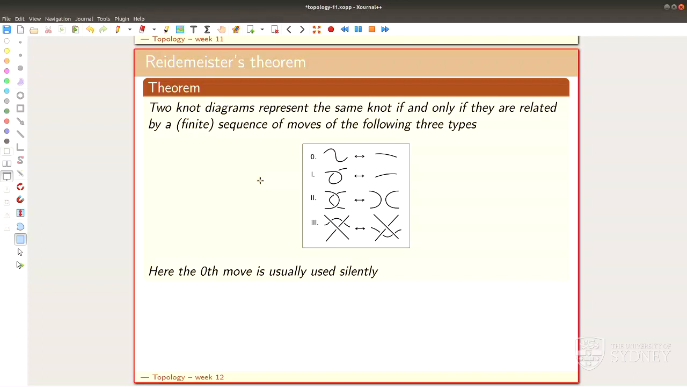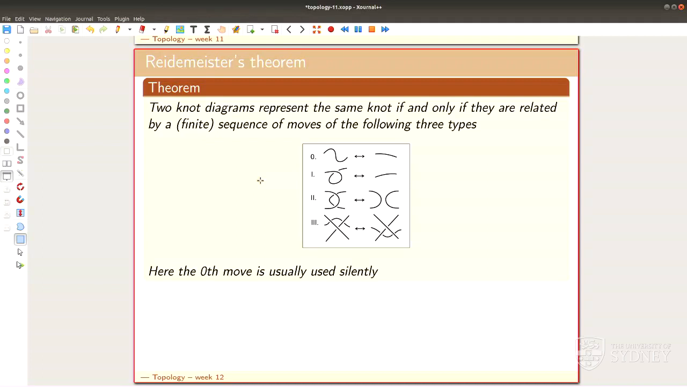If and only if you can relate them by this finite number of moves. They're usually called Reidemeister moves, and it's called Reidemeister's theorem. They're numbered 1, 2, 3, and I'll show you some videos so that we can get used to it. There's move 0, which usually gets used silently, which is just straightening out, like the usual wiggling of diagrams. And the point is you never need any more moves.